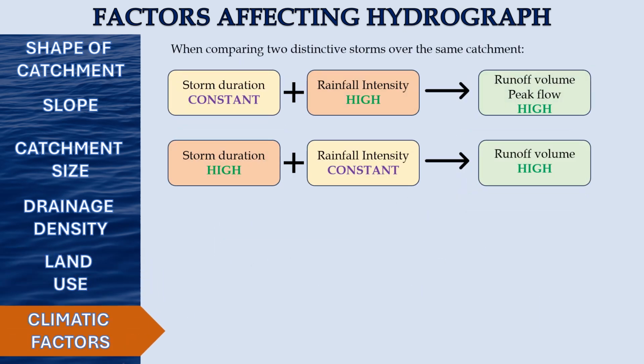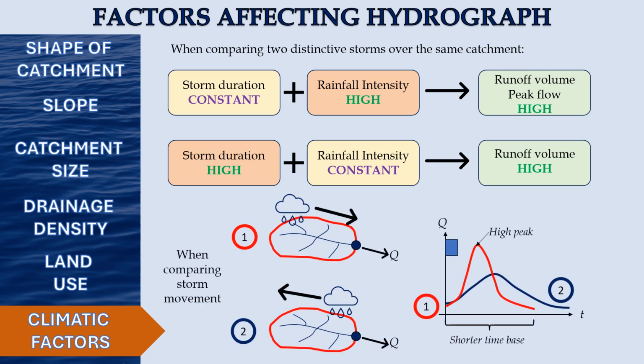Climatic factors are mainly contributed by rainfall intensity, duration, and its direction of movement. First, the peak and volume of surface runoff is directly proportional to the rainfall intensity under a given duration. When the rainfall intensity is considered constant, longer storm duration means larger runoff volume inside the catchment. If the storm moves from upstream towards downstream, the hydrograph will have a shorter time base and higher peak. It would be otherwise if the storm moves from downstream to upstream.